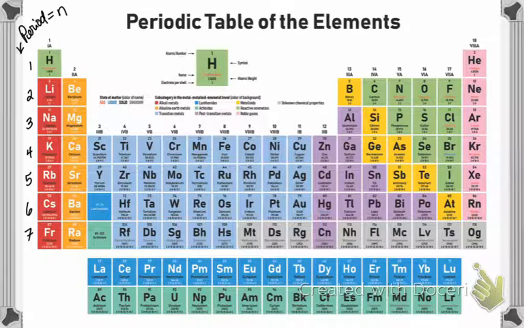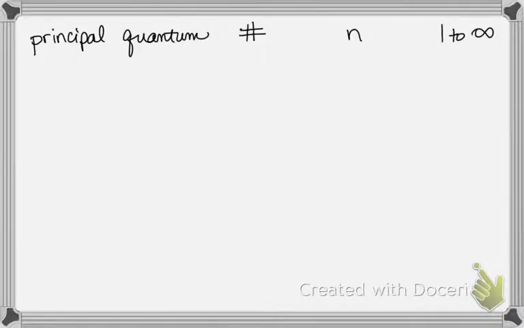And so you can see how N tells you about the size. Do you see the bigger the number, the larger the atom? Cesium would be larger than lithium. Okay, so N tells us about size.